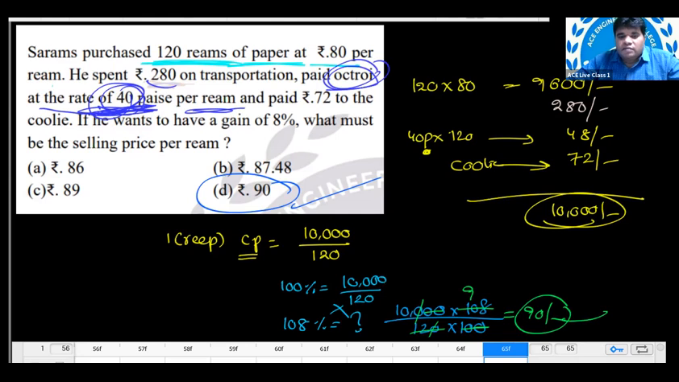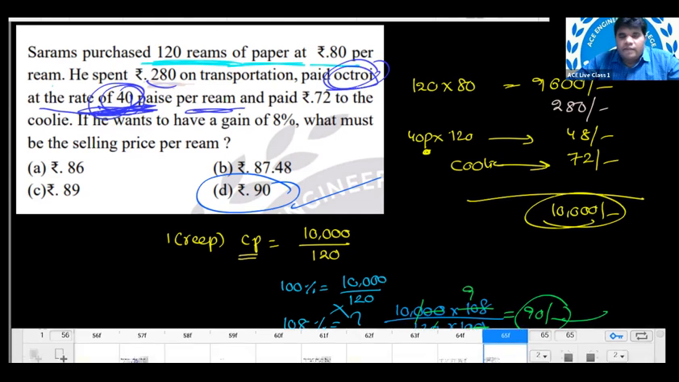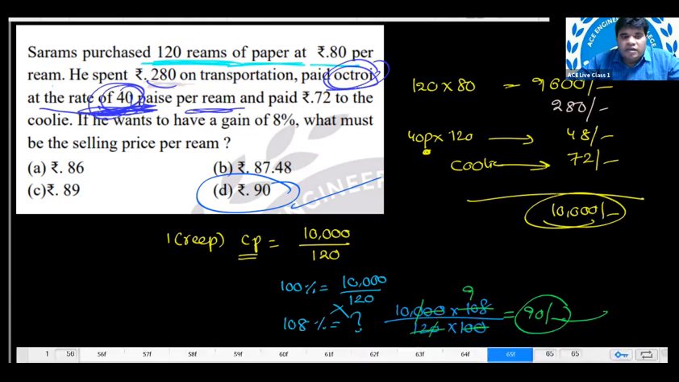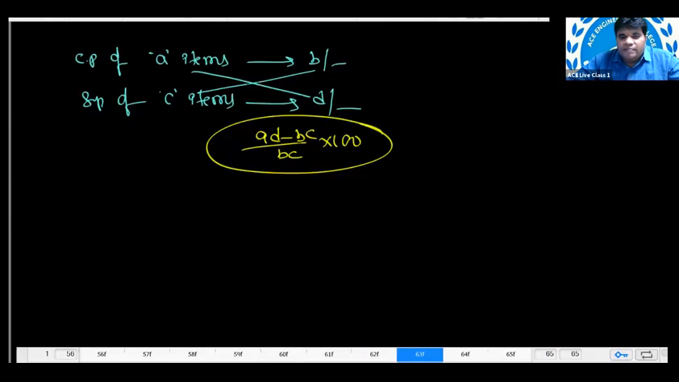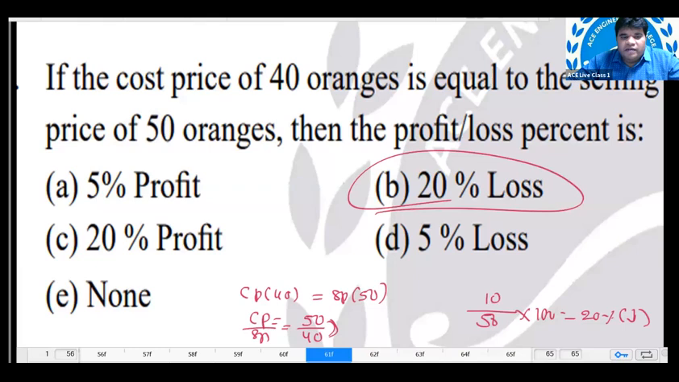Okay, friends. Any doubt? Did you understand, any more doubt on this concept? First 5 types. Tell me.